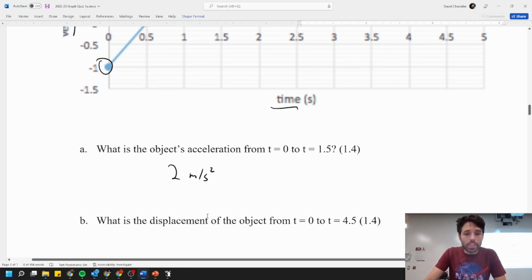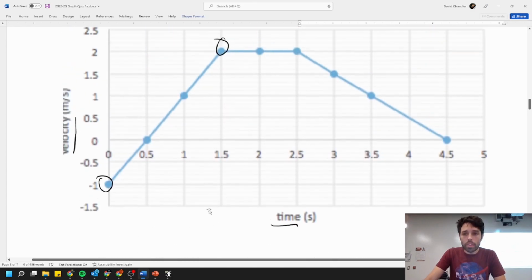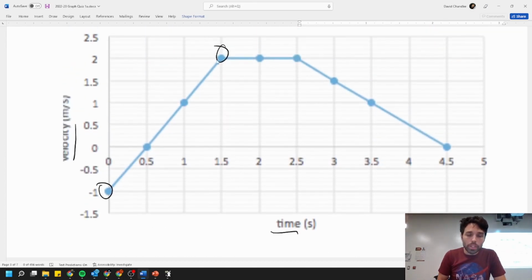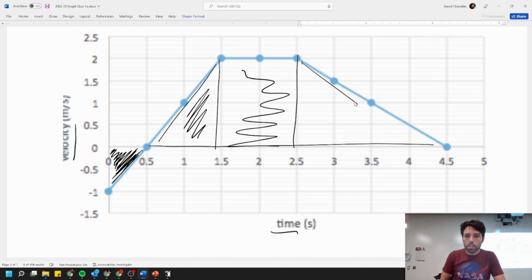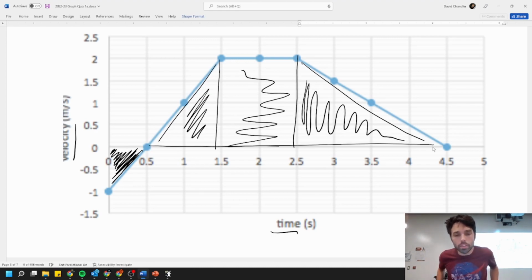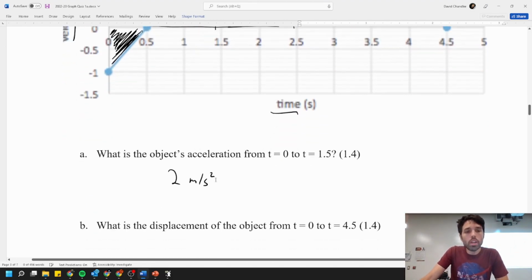What is the displacement of the object from t equals 0 to t equals 4.5? So that's the whole graph. So remember, displacement is the area under the curve. We have this little bit of area here in the negative region to start with. So that's going to be negative displacement. And then we have this big area here. I'm going to divide it into triangle, rectangle, triangle, because I don't know what shape that makes. If I don't do that, I don't know the geometry area equations, so we'll divide it into 3 little chunks there. Well, 4 chunks, I guess, if you count the first one, which we do.